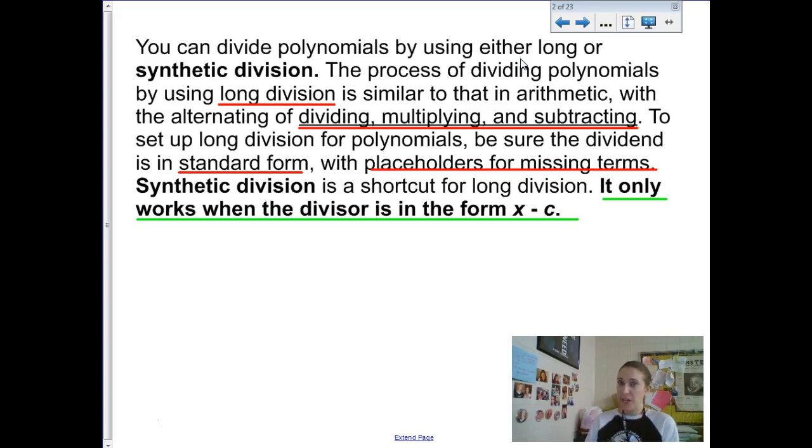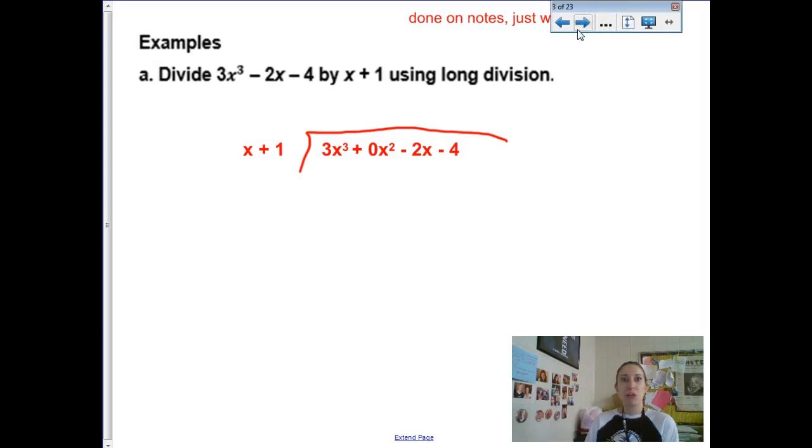We do have to be very careful about setting up synthetic division. It has to be in standard form. It has to have any zeros as placeholders for missing terms. And then what goes in the box for synthetic division, remember, is the solution to the factor. And we have to be a little careful about that.